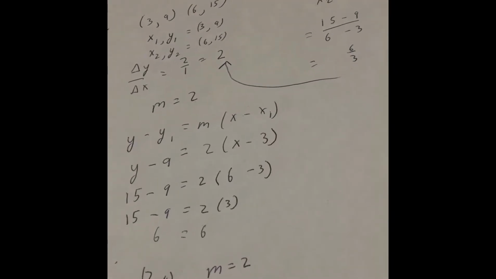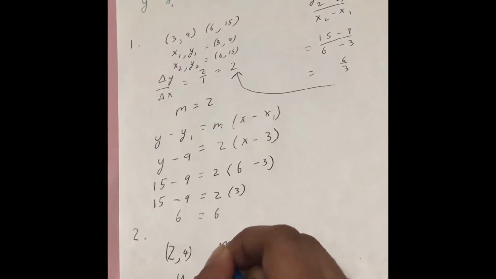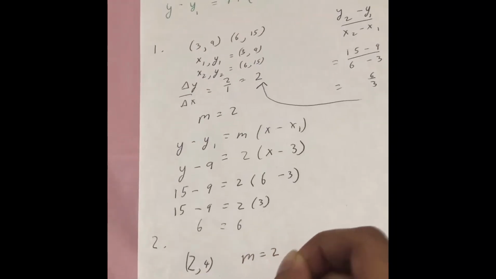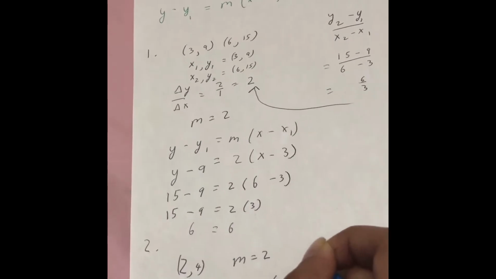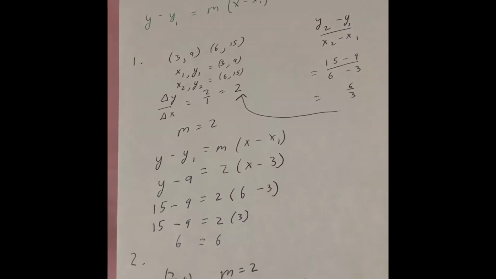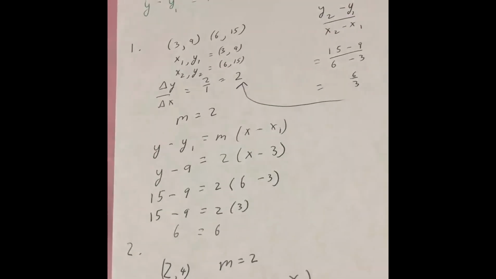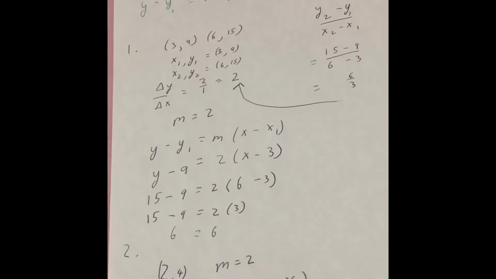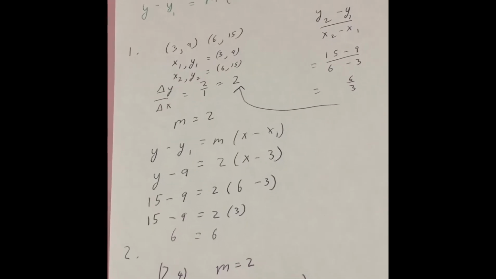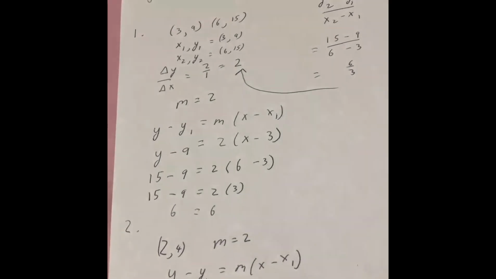So the formula for point-slope is y subtract y1 equals m, x subtract x1. We should put in our slope right here, and we should put in our x value right here and our y value right here. So it is y subtract 4 equals 2, x subtract 2. So this will be your answer to this.